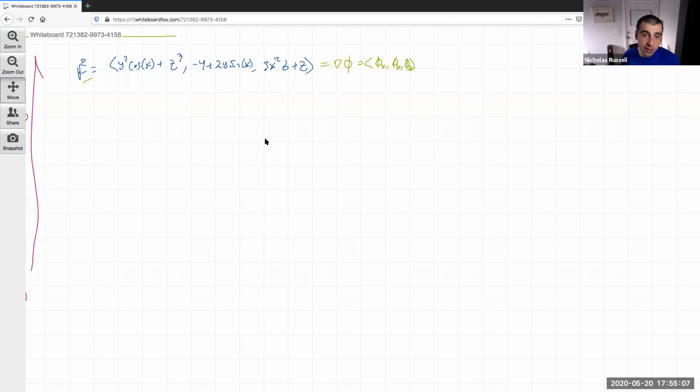So the derivative of this potential function with respect to x is equal to this x component, y squared cosine of x plus z to the third. We have phi sub y, which is equal to -4 plus 2y sine of x. And lastly, phi sub z is equal to 3x squared z plus z. So I want to find a function such that the derivative with respect to x is this, with respect to y is this, and with respect to z is this. How do I go about this?